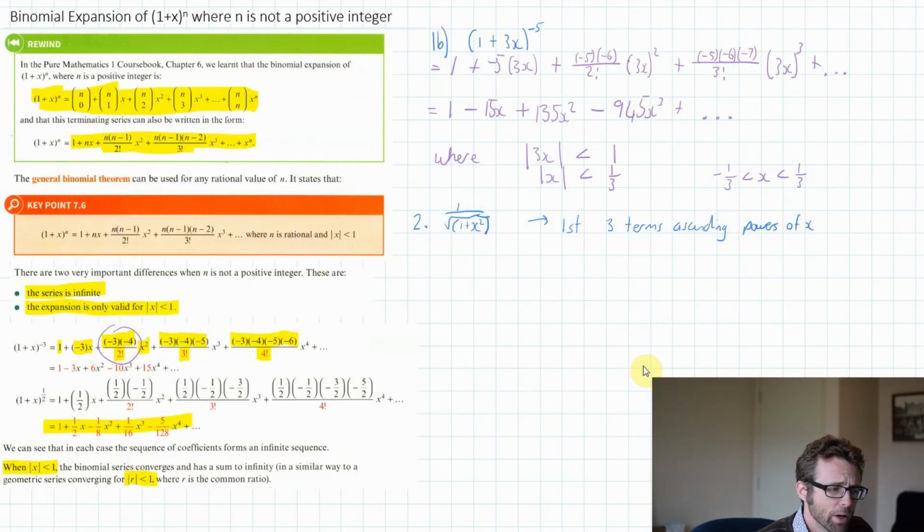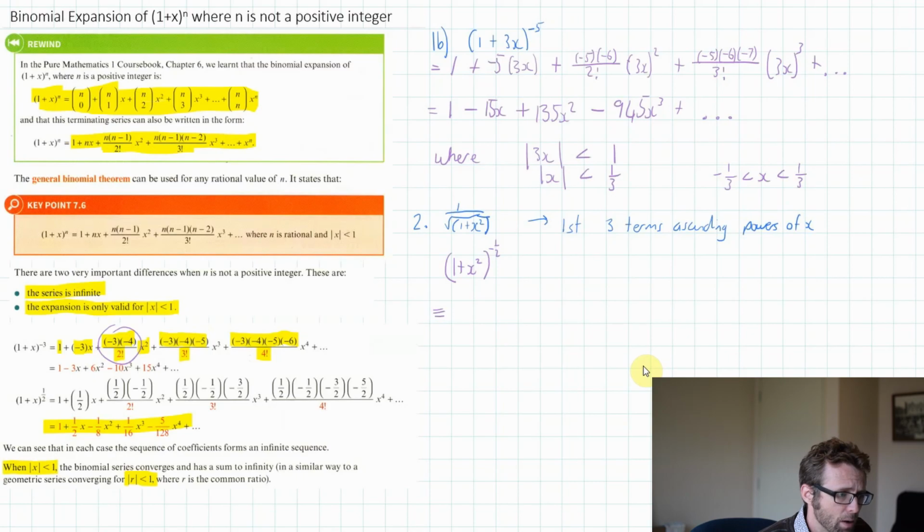Okay, so for our second one, I've got this 1 over the square root of bracket 1 plus x squared, and I need to find the first 3 terms in ascending powers of x. Well, another way of writing this would be 1 plus x squared all to the power of negative 1/2. And therefore, I can go ahead and write my terms.